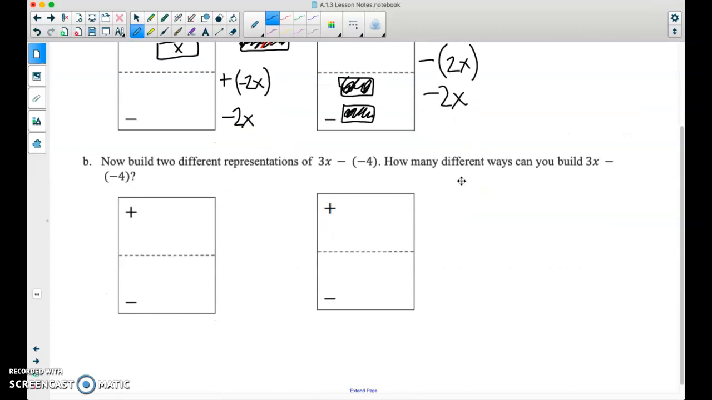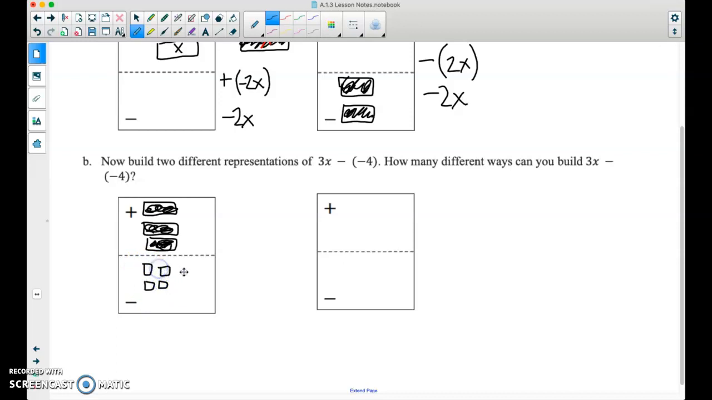All right, let's keep moving to part B. So now let's try to build two different representations of 3x minus a negative 4. So let's start with the one on the left, and let's just do this as it looks here. So this first one is positive 3x. So if we just put 3 of our shaded rectangles in here, in our positive region, there we have 1, 2, 3 positive x's. If we have our minus and negative 4, we are in the negative region.